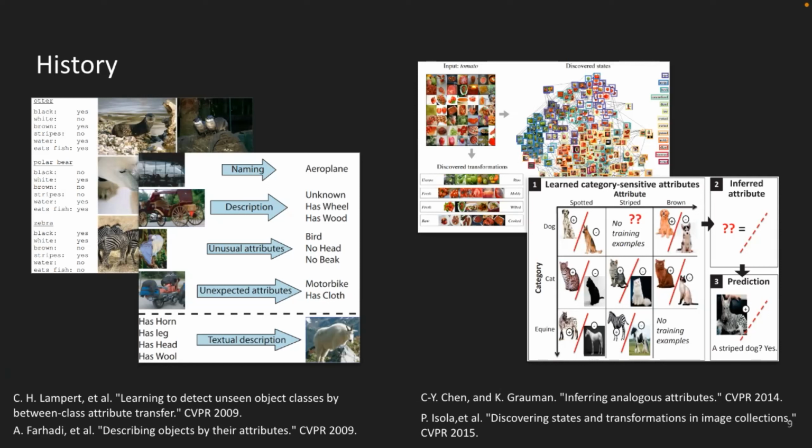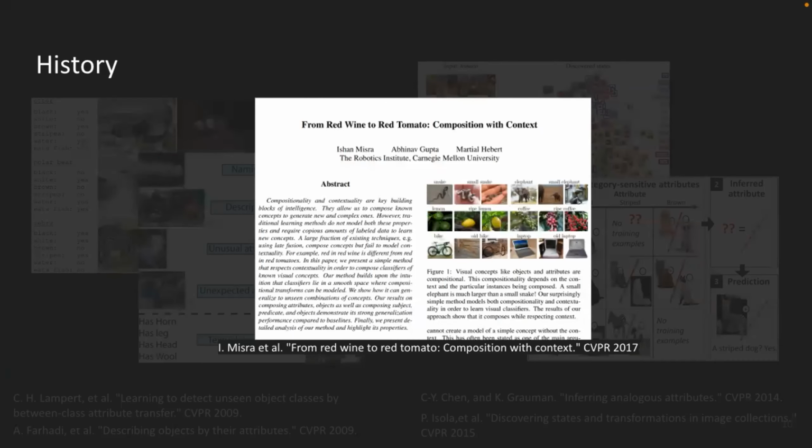You didn't have striped dogs during training, but you want to exploit maybe striped equines, horses, zebras, to understand what a classifier of striped versus non-striped looks like, and then hope that you can generalize it to unseen objects as well. But this is focused only on attributes.